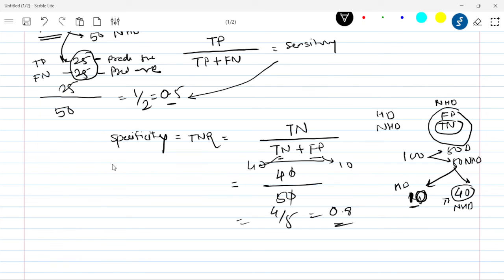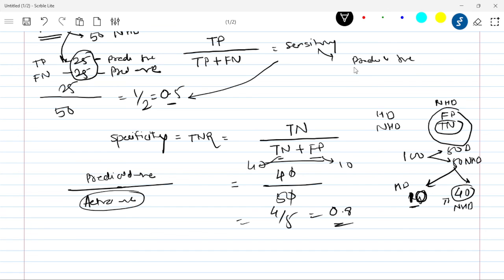From actual positive, how much percentage my model predicted positive is called sensitivity, and exactly opposite, specificity is the percentage of my model predicted negative out of actual negative. Always remember, specificity is actual negative. So predicted negative, in short for simplicity I'm writing this, predicted negative divided by actual negative, and sensitivity is nothing but predicted positive upon actual positive.